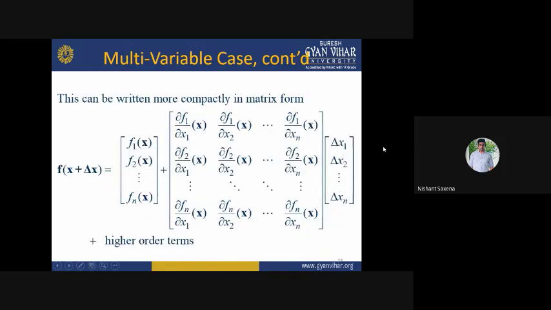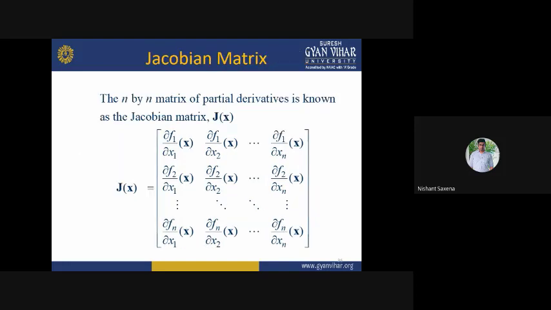This can be written more compactly in the matrix form. So I can write f of x plus delta x is equal to the vector f1 of x, f2 of x, up to fn of x, plus this matrix of the Taylor series into delta x1, delta x2, until delta xn, and the higher order terms. This n cross n matrix of partial derivatives is known as the Jacobian matrix, denoted by J of x.